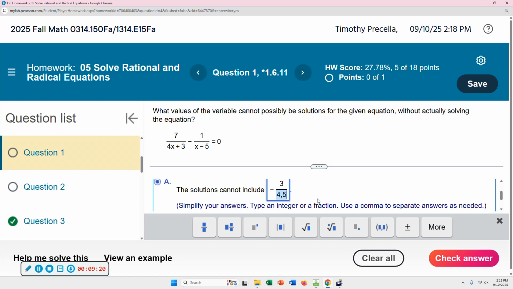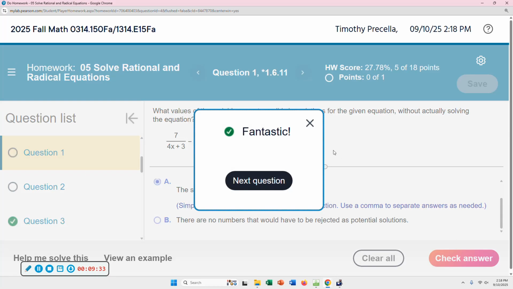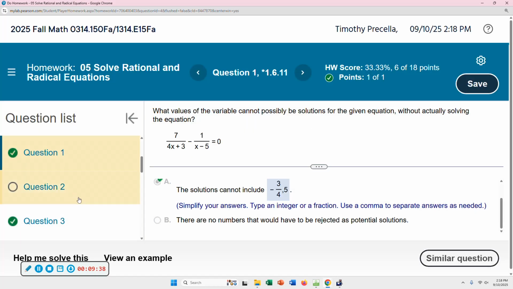So let me come over here. Now, negative 3 over 5. Do the right arrow. Comma, 5. Check answer. Okay? Now, before we do the next question, I want to show y'all something.